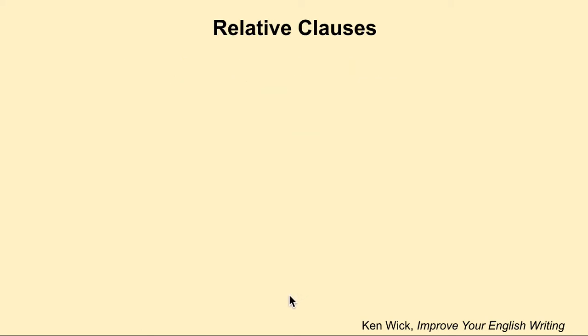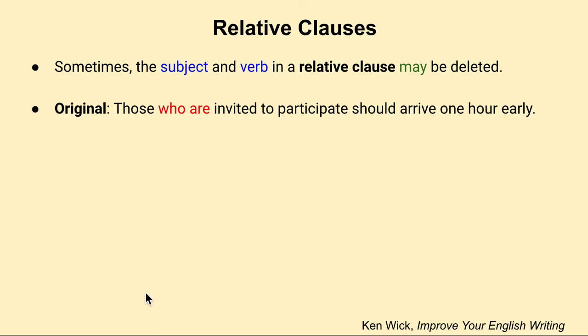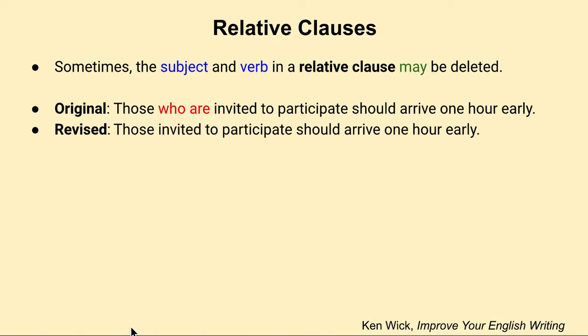So let's move on to relative clauses. Sometimes the subject and verb in a relative clause may be deleted. Here's an original sentence. Those who are invited to participate should arrive 1 hour early. You can actually just remove the subject and verb here. Those invited to participate should arrive 1 hour early. So a good technique is when you see a relative clause to think, do I really need the subject and verb? Can it be deleted? If it can, delete it. You just deleted probably 2 or more words.